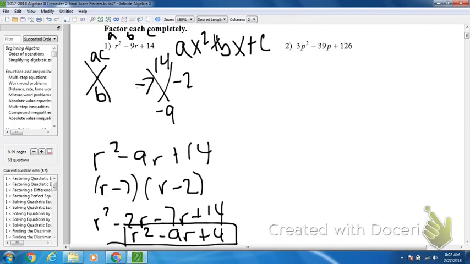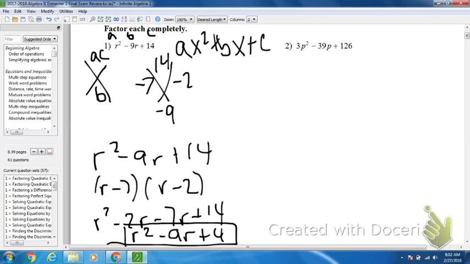Now that was a really simple problem, and we can use this as a shortcut for when a is 1. So we can't always do that. Going over here to 2, you'll notice that this one does not have an a value that is 1. However, anytime we can make it 1, we want to do that. So I'm going to check to make sure I don't have a GCF, or greatest common factor.